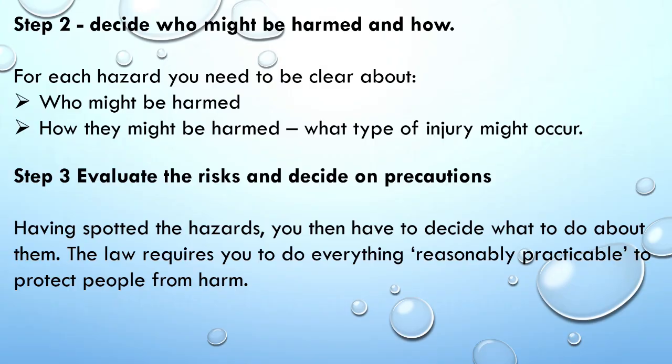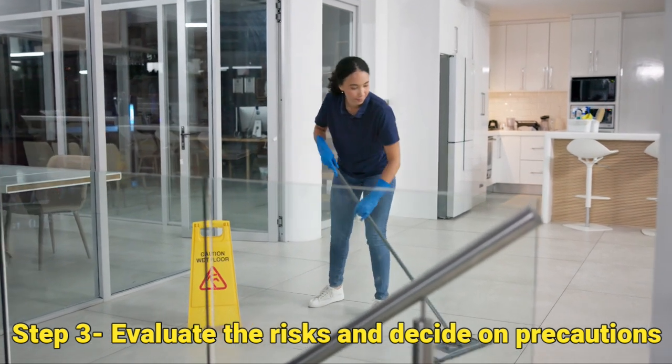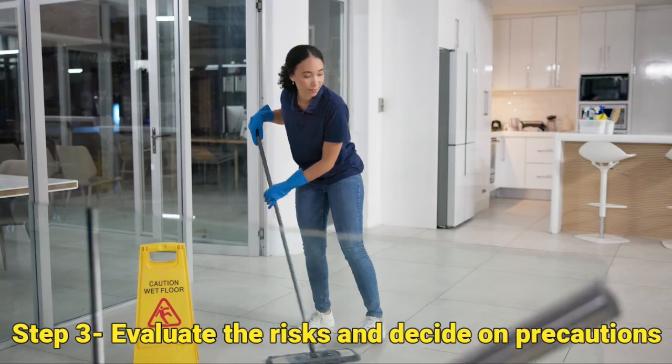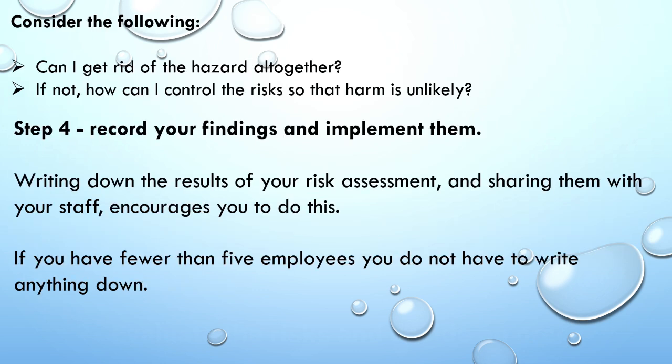Okay. Step 3, evaluate the risk and decide on precautions. Having spotted the hazard, you then have to decide what to do about them. The law requires you to do everything reasonably practicable to protect people from harm. Consider the following: can I get rid of the hazard altogether? If not, how can I control the risk so that harm is unlikely?